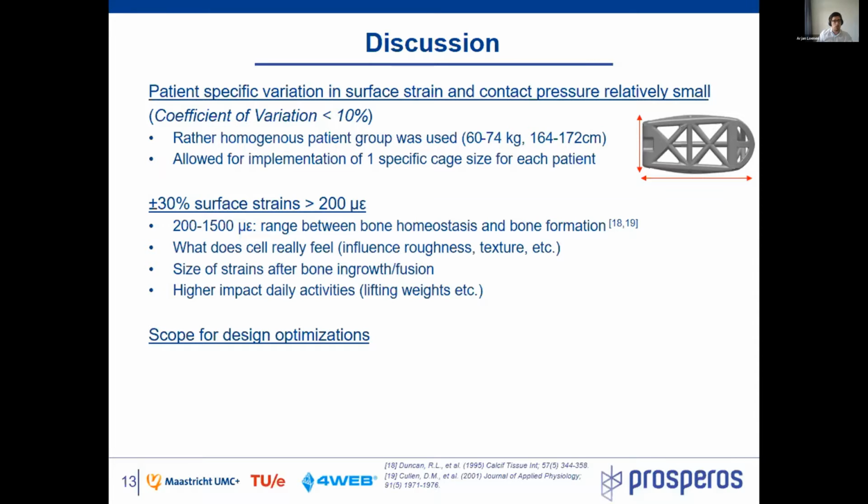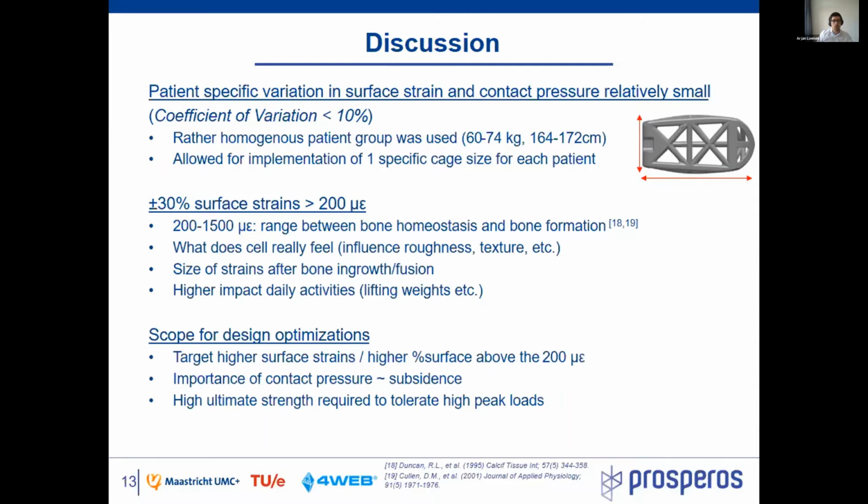But overall, we think there's still scope for design optimizations, and it will be interesting to optimize the design such that we can target higher surface strains, or that a larger percentage of the surface is experiencing a strain above the 200 microstrain. But of course, we should also keep an eye on the contact pressure, because we don't want to have a risk of subsidence. And we also still have to take into account that the implant can tolerate high peak forces, because it would be catastrophic if these cages would break when they are being implanted in the patients. And with that, I would like to thank you for your attention and open the floor for questions.